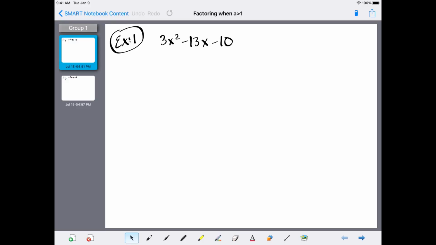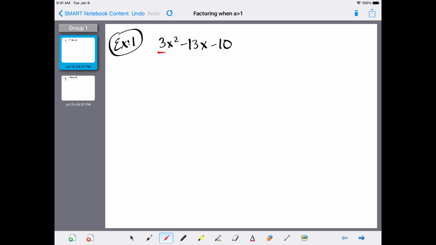In this video, I'm going to show you an alternative method for factoring trinomials that have an a value, which is the 3 in this case, that's greater than 1. So here you see it's not a simple trinomial. If it was a simple trinomial, then there would not be a 3 there. The coefficient of the x squared term would just be 1.